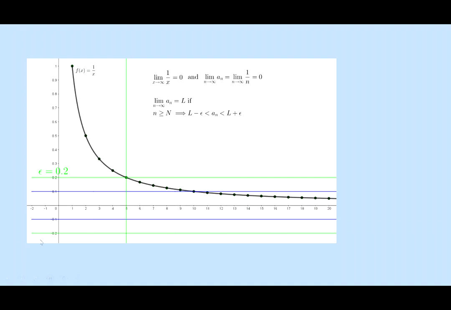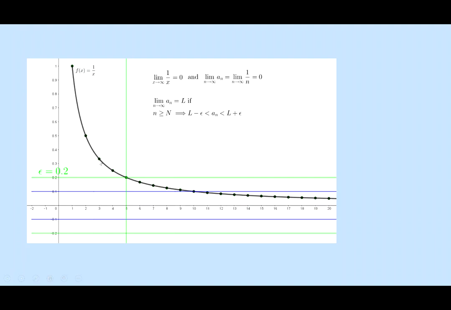Now, L minus epsilon becomes 0 minus 0.1, which is negative 0.1, and we have positive 0.1. So the blue one is the band. The blue lines indicate the band in which your f of x values must lie. So, can you figure out what an uppercase N ought to be? Any uppercase N which satisfies the condition? Can I pick uppercase N to be, say, 3?